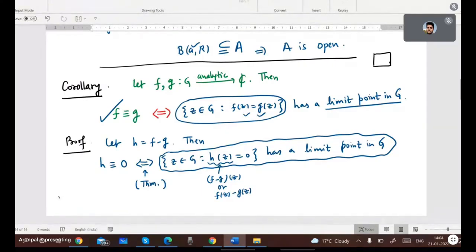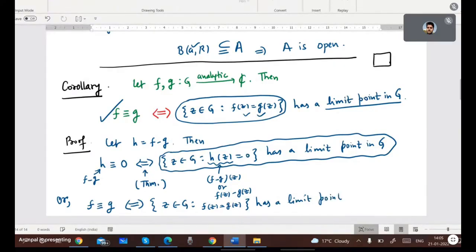So class, we can simply say that h identically equal to 0 means f minus g identically equal to 0, or I can say that f is identically equal to g. Is this okay, class? I take the value of h to be f minus g. So if and only if, this is just a one line proof. The set of z in G such that instead of h(z) you simply write f(z) minus g(z), and I will be taking g(z) on the right hand side. Is it a limit point in G? So it is a direct consequence of the above theorem. Is this okay, class? Yes, sir.